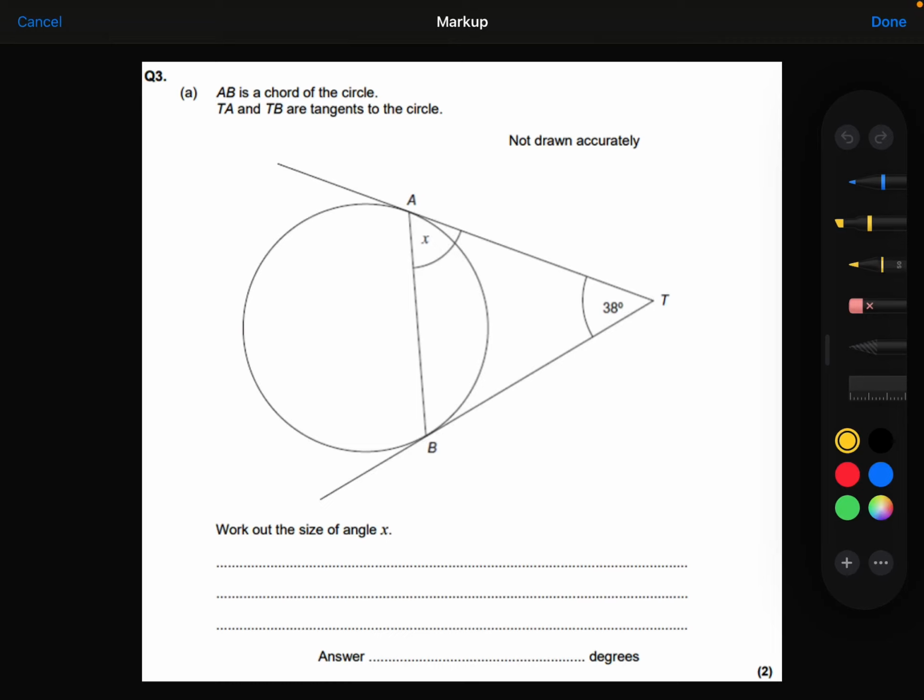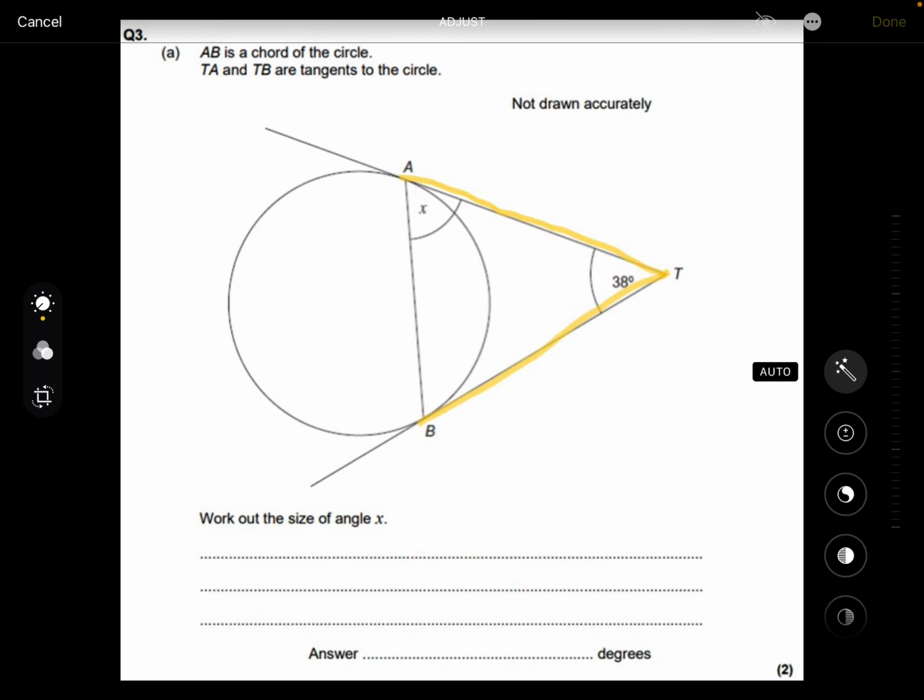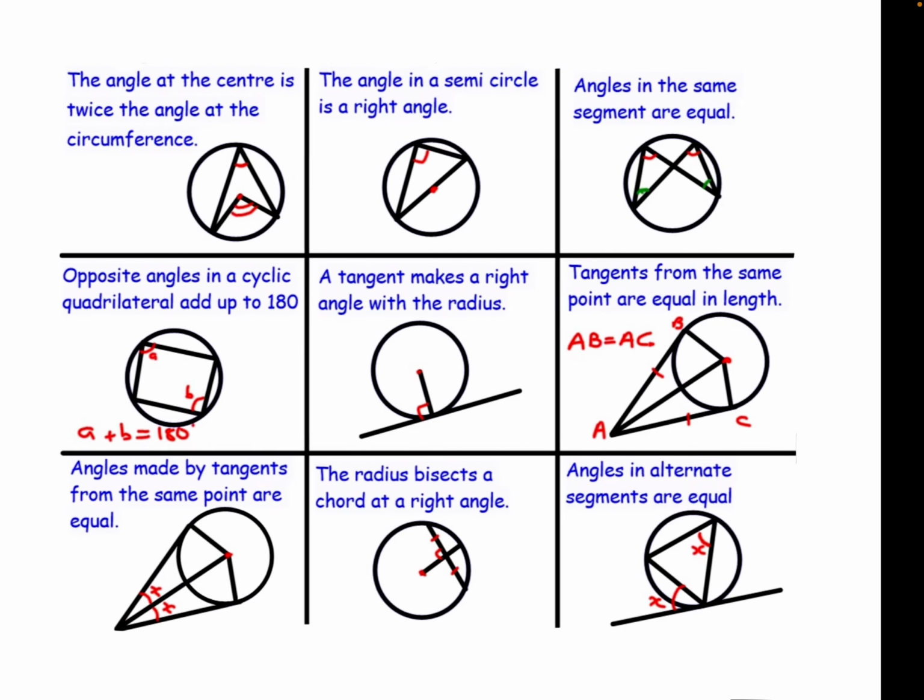We're told that AB is the chord of this circle, and we're told that TA and TB are tangents to the circle. So we need a circle theorem that involves tangents to a circle. So let's just go back to our circle theorems and check.